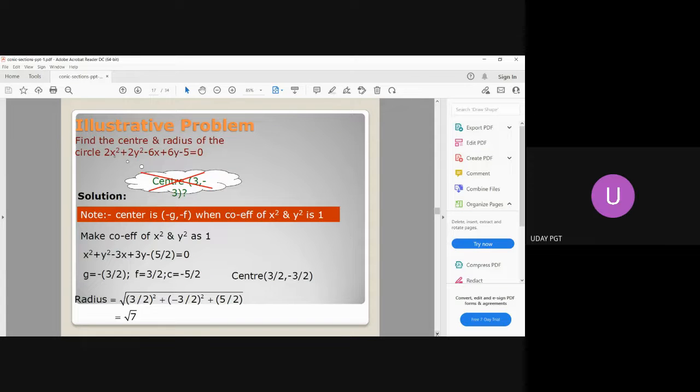Let us see one example. Find the center and radius of this circle. The coefficient of x square and y square should be equal to 1. Most of the students will commit a mistake here: directly taking 2g equals minus 6, so g equals minus 3, and writing the center as 3 comma minus 3. But it is wrong. Why?